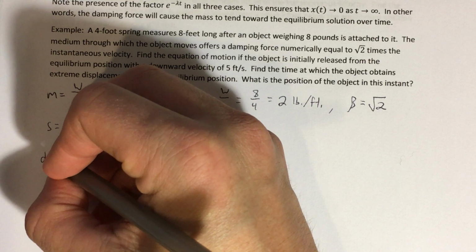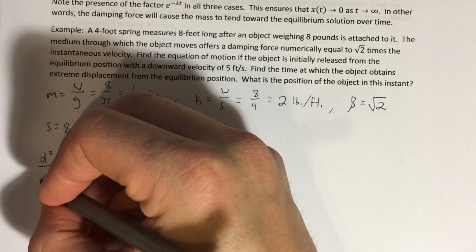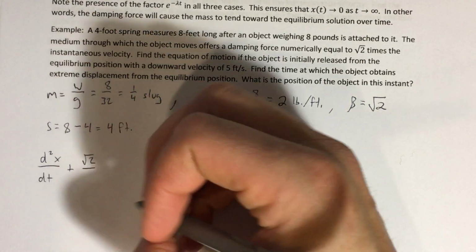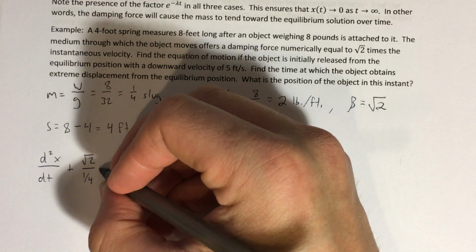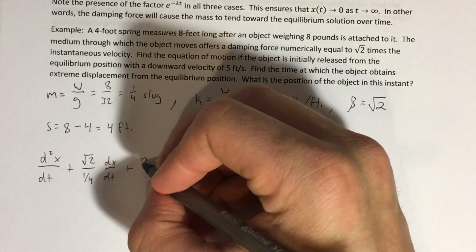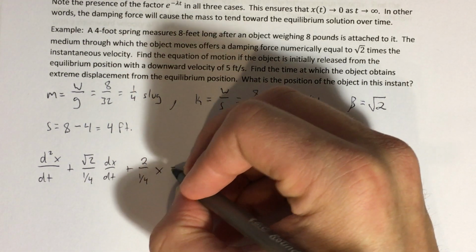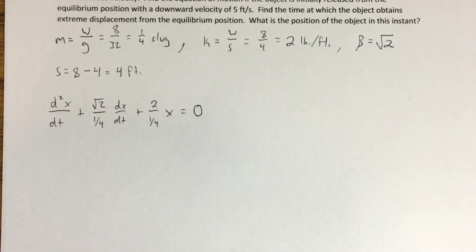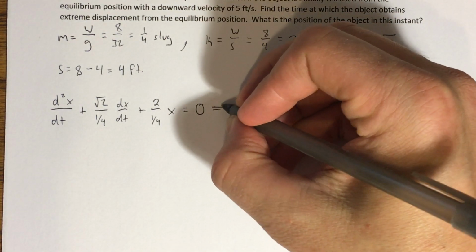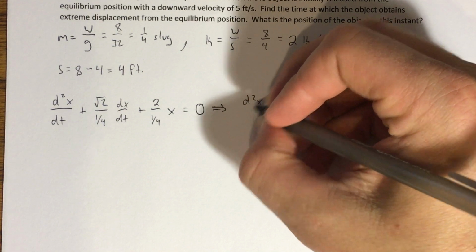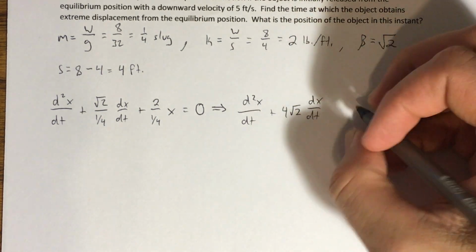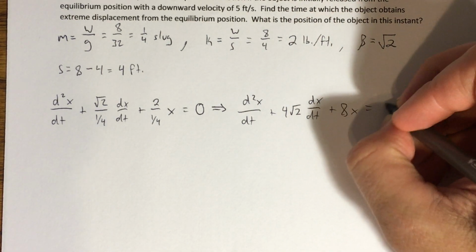We have the second derivative of x with respect to t, plus beta over m, so that's root 2 over 1/4, dx/dt, plus k over m, 2 over 1/4, x equals 0. That's the equation that we came up with when we derived this damped free motion stuff. So simplifying that down a little bit, we're going to have our second derivative plus, this is the same thing as 4 root 2 dx/dt, plus 8x equals 0.